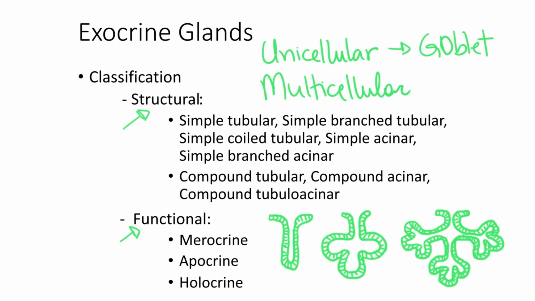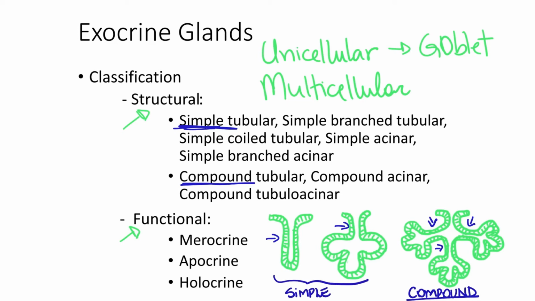When an exocrine gland has a single duct, like we see here and here, we name it simple. And when we see more than one duct in the gland, like we are seeing here, 1, 2, and 3 ducts, this is named compound. So this gland is an example of a compound gland, and these 2 glands are examples of simple exocrine glands.